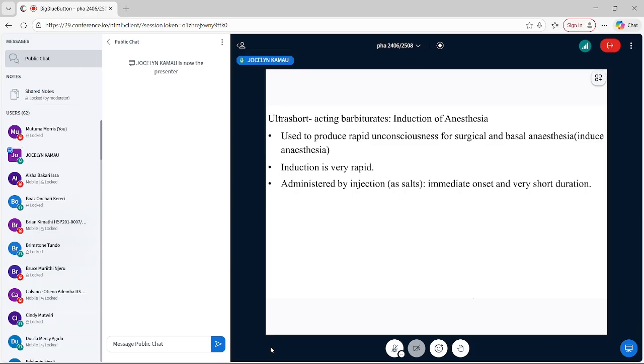So from there now, we have done ketamine as an IV, we have done propofol. Then we move on to the barbiturates. And for those who have done the barbiturates, you have done the classification of the barbiturates according to their duration of action. And the duration of action is usually dependent on the lipid solubility of the barbiturates. The higher the lipid solubility, the shorter the duration of action.